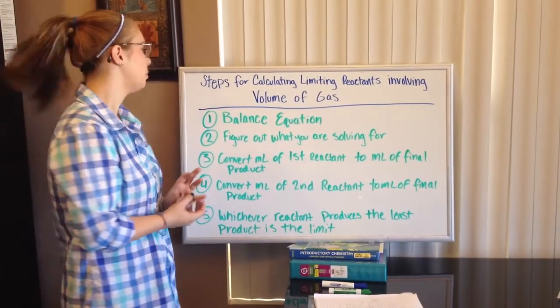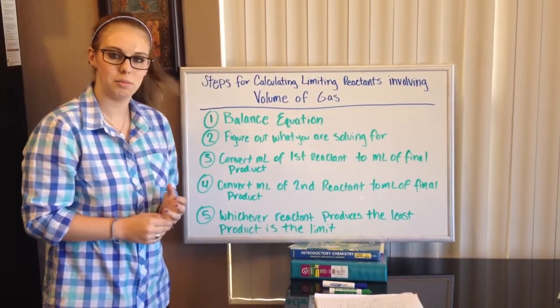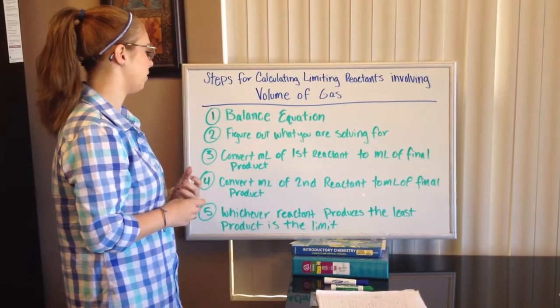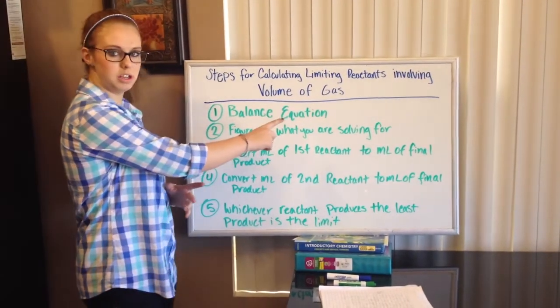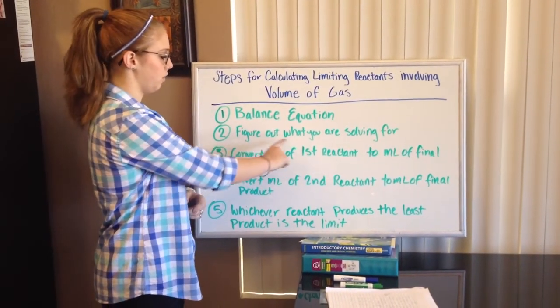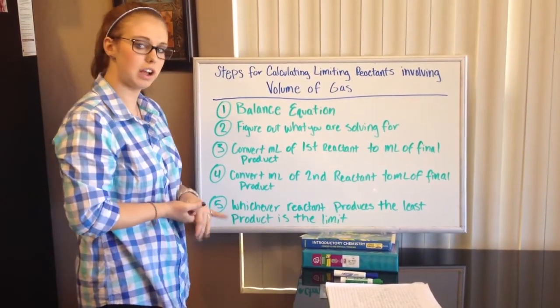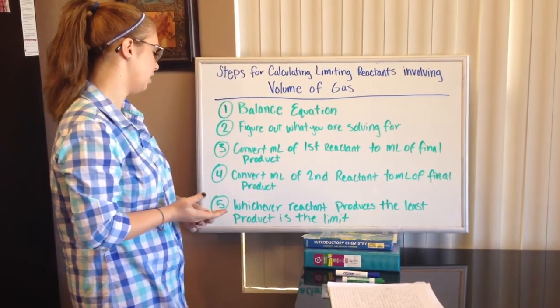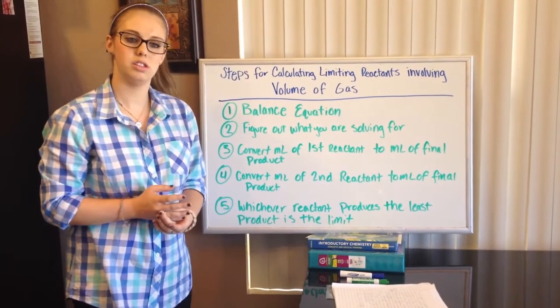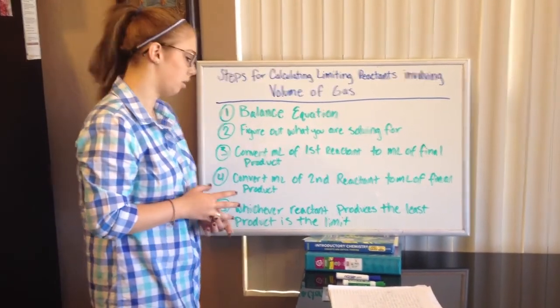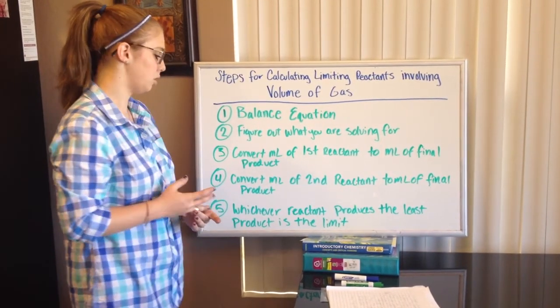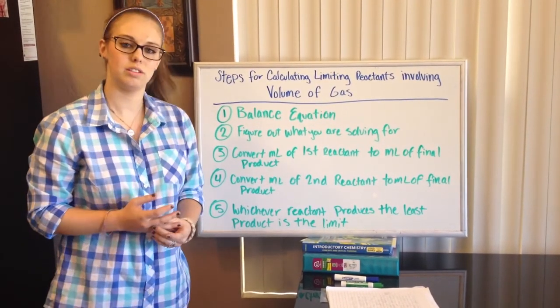Okay, so just to recap, here are the steps for calculating limiting reactants involving the volume of gas. First, you're going to balance the equation. Second, you're going to figure out what you are solving for. Then you're going to convert the milliliters of the first reactant to milliliters of the final product. Then you're going to convert the milliliters of the second reactant to the milliliters of the final product. And then lastly, whichever reactant produces the least product is the limit.